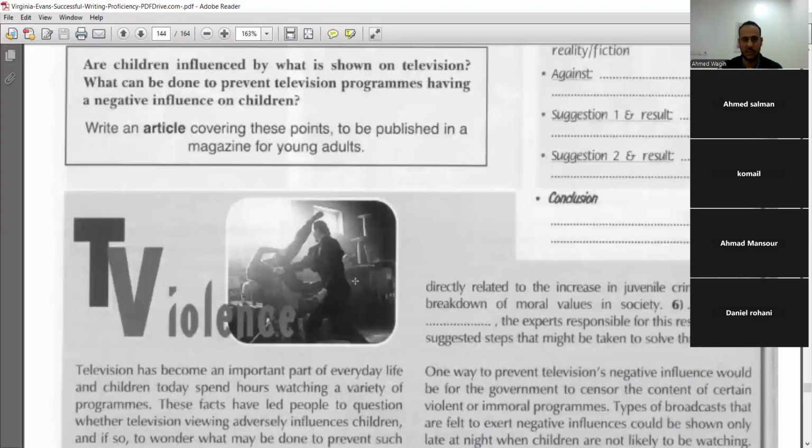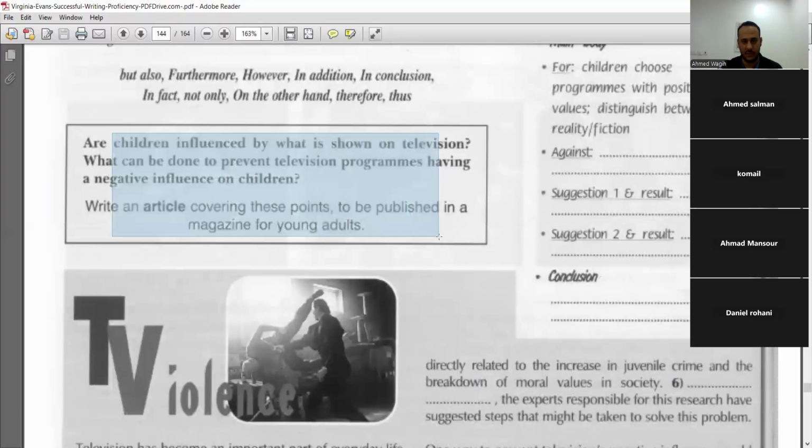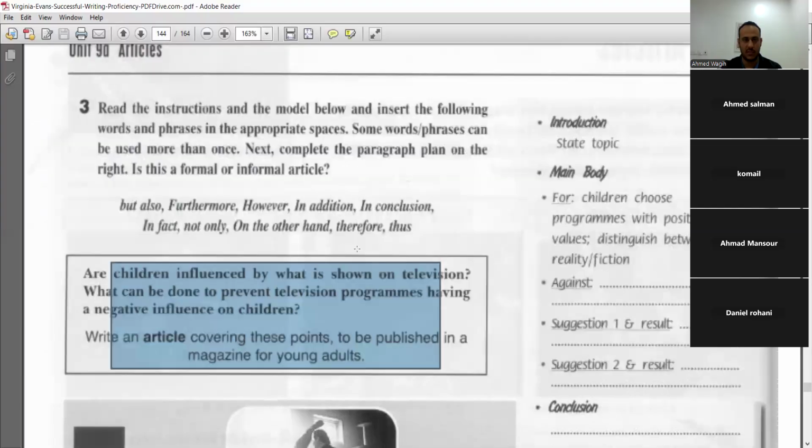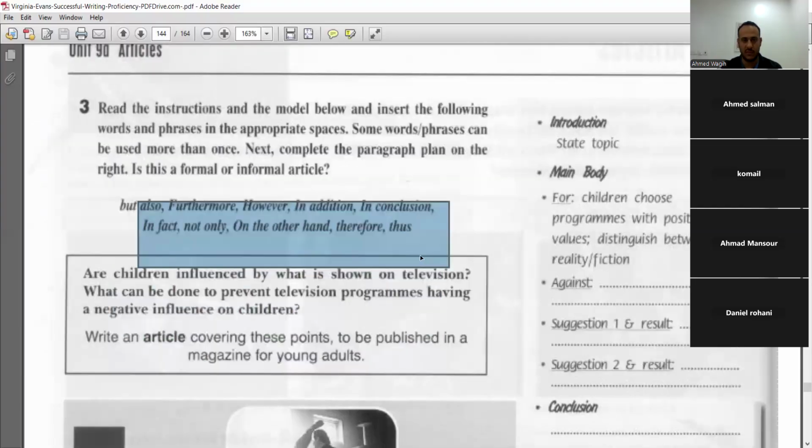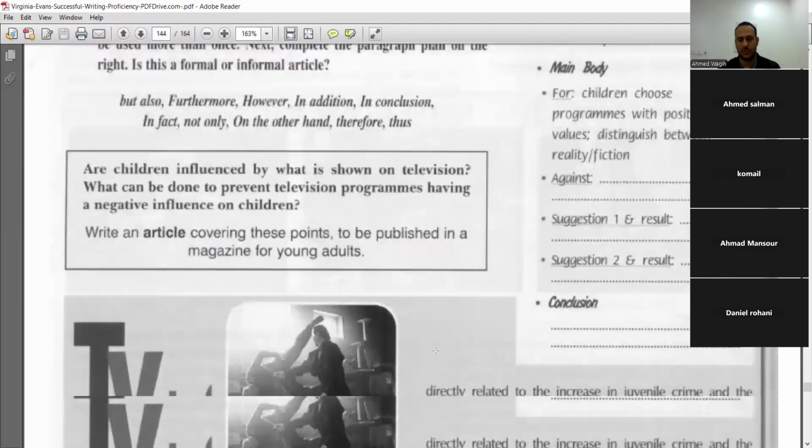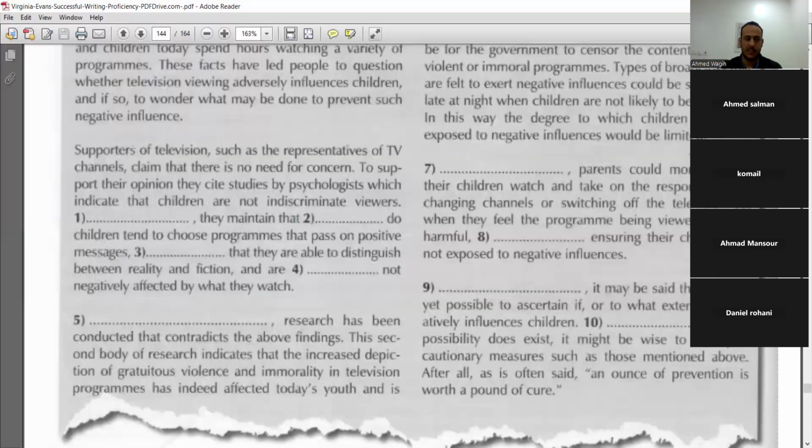So here I'm talking about an article with this title, for those who came late. And we might fill the spaces with these words: but also, furthermore, however, in addition, in conclusion, in fact, not only, on the other hand, therefore, and thus. So this is the first paragraph, people who are for or supporting TV.